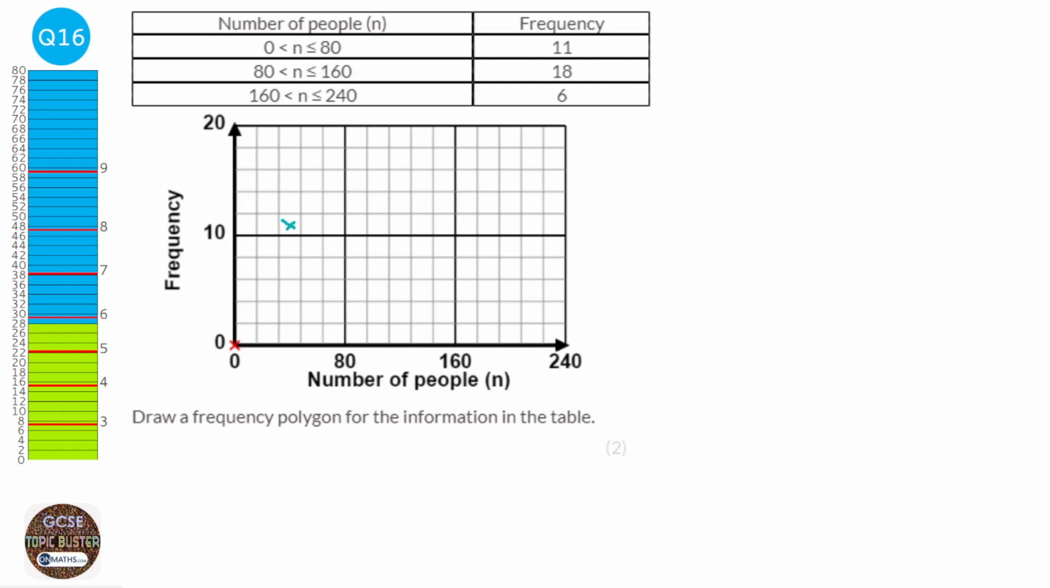Our next one, we plot at the midpoint again, which would be 120, and it's just halfway between 80 and 160. And it's 18 high, so it'll be up here. And then the final one is at 200, which is halfway, and we're looking at 6 high, so it'll be here. Then when you're done, you need to join them up with straight lines. So I'm just going to get my ruler, join them up, perfectly straight lines, and there we are.